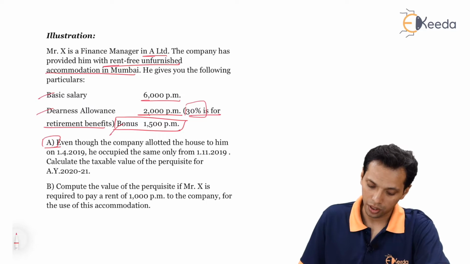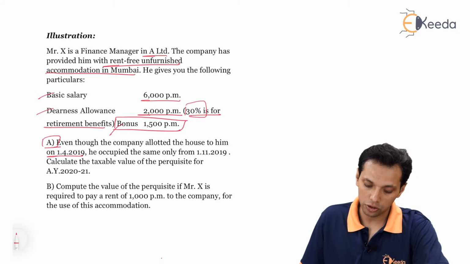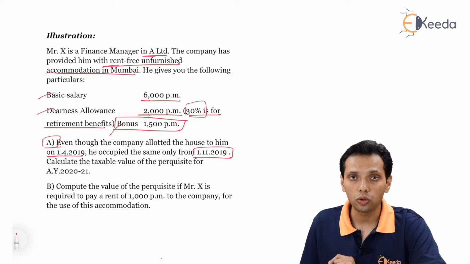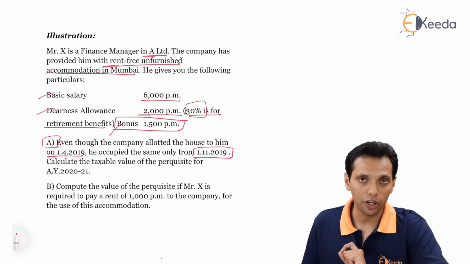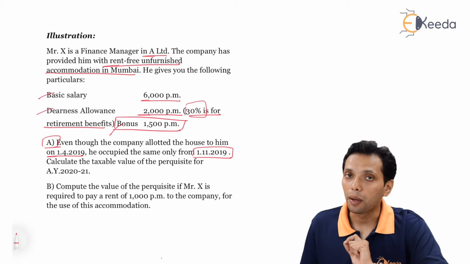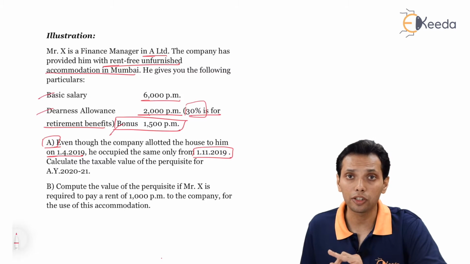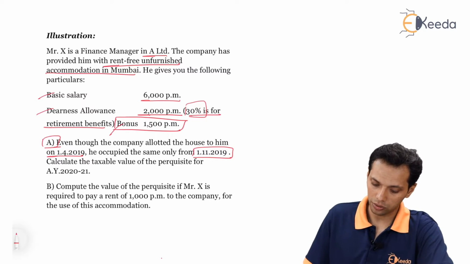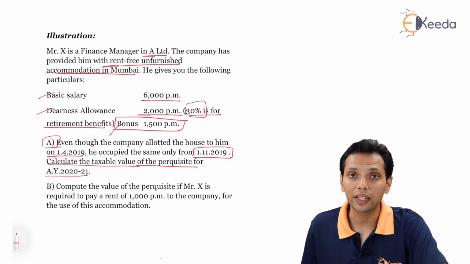Question number 1. Even though the company allotted the house to him on 1st of April 2019, he occupied the same only from 1st of November 2019. So the accommodation, though available for accommodating purpose for 12 months, the employee accommodated it only in November, that is November, December, Jan, Feb and March. It was accommodated only for 5 months out of 12 months. Calculate the taxable value of perquisite for assessment year 2021.